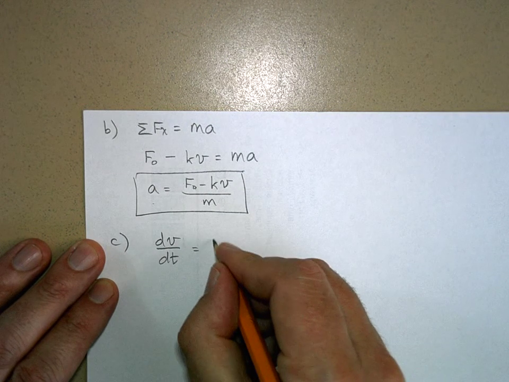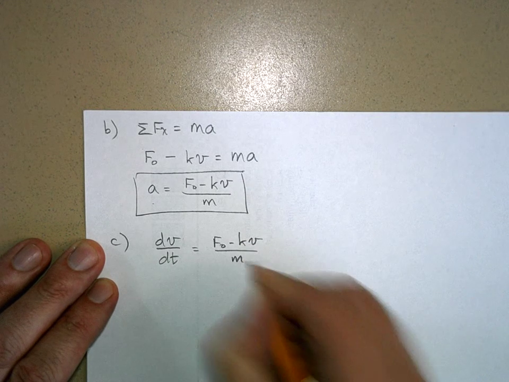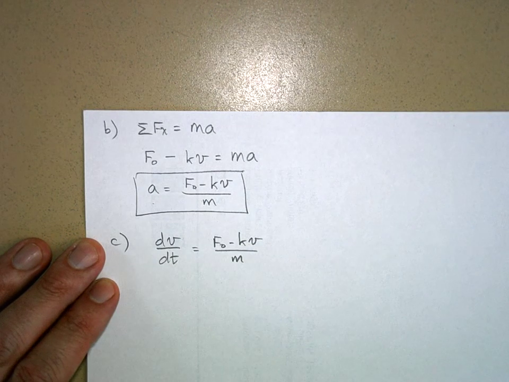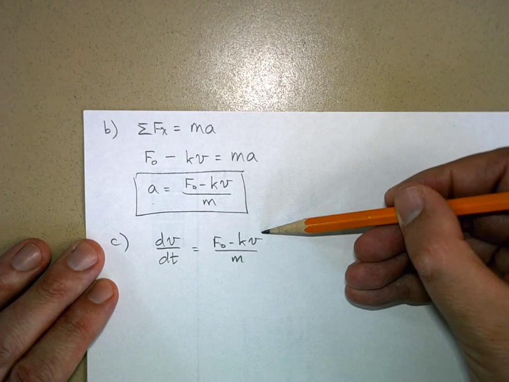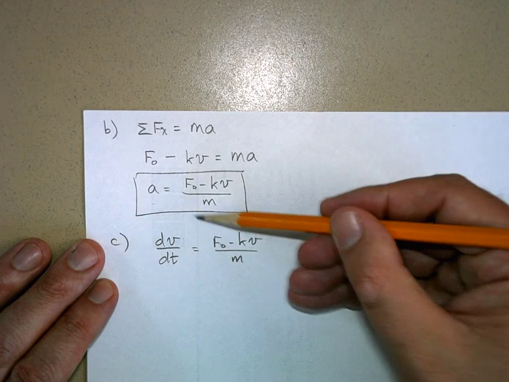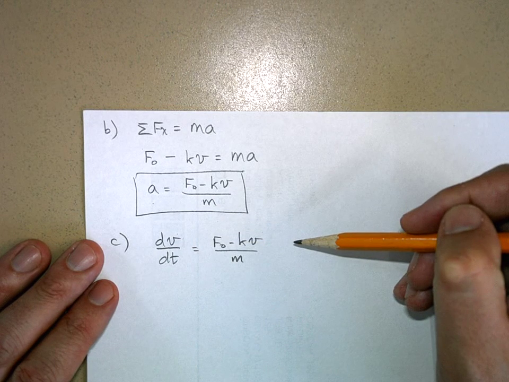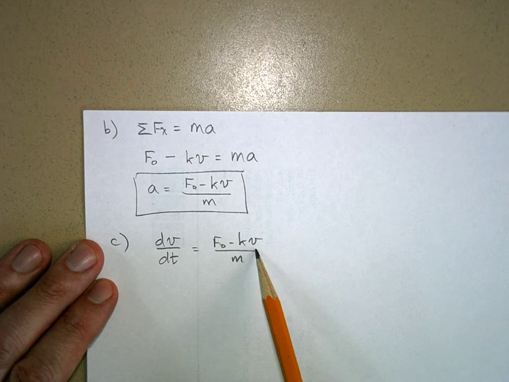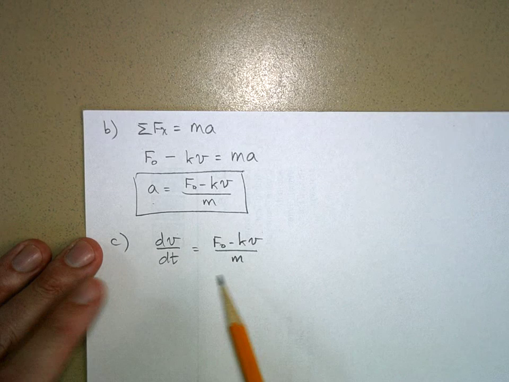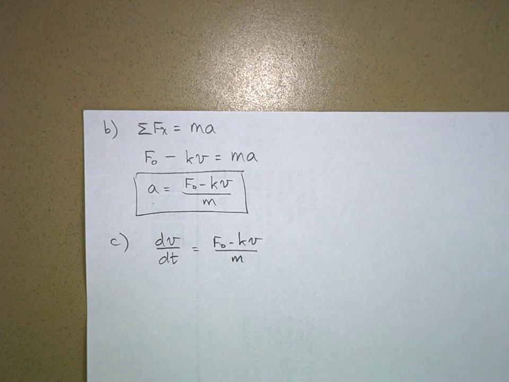is equal to (F naught minus kv) over m. Now this is a differential equation. In terms of velocity, you have velocity and you have its first derivative in the same expression. We want to solve this differential equation. Now, when you have a variable and its first derivative in an equation like this, you're going to get an exponential function. That's something to look for.